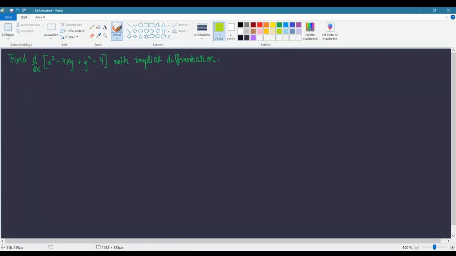So the first thing that we're going to do is we're going to write down what all we're deriving with respect to x. We're going to derive x squared with respect to x. That's just going to be 2x. We're going to derive 4xy with respect to x. Actually, I didn't write that down correctly. d by dx of xy plus d by dx of y squared.